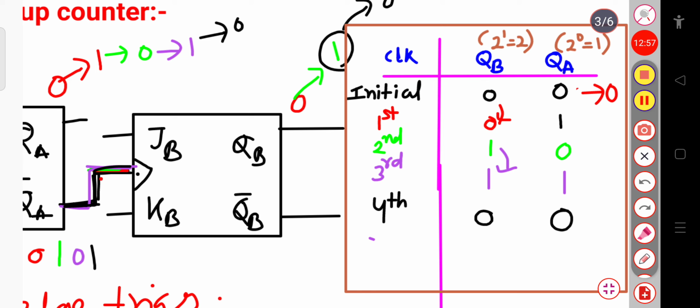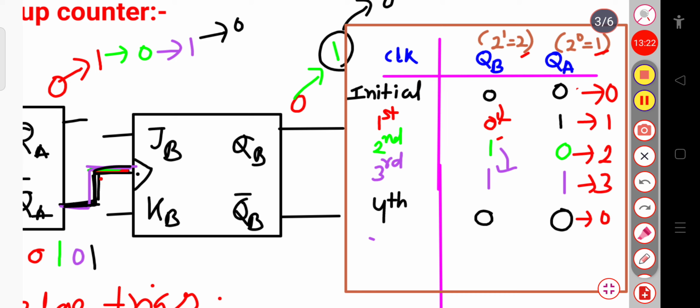Now for this, 1 into 1 is 1, and 0 into 2 is 0. So this value is 1. Now for this, 0 into 1 is 0, and 1 into 2 is 2. Now for this, 1 into 1 is 1 plus 2 into 1 is 2, that is 3. And for this, it again goes to 0.